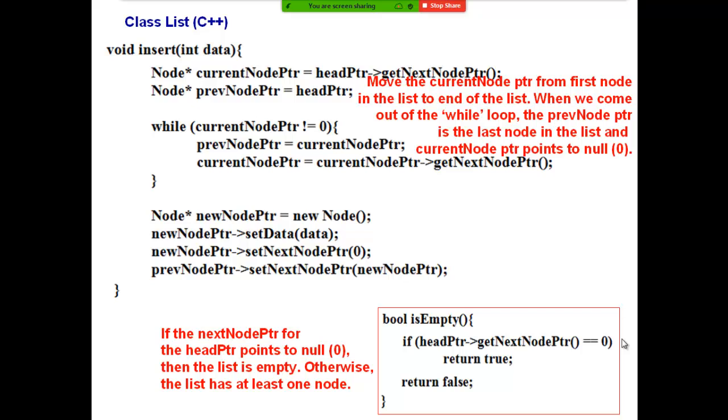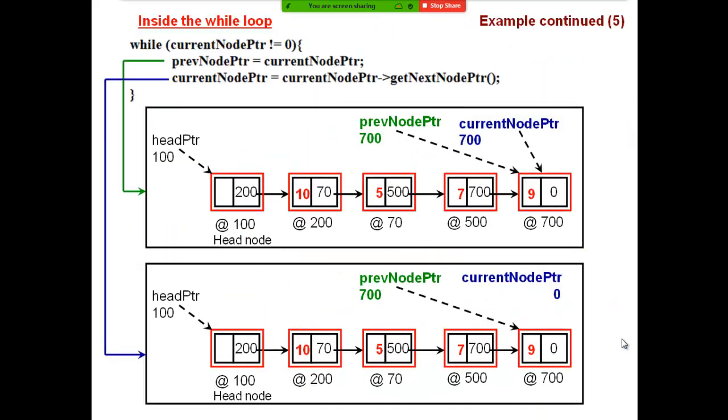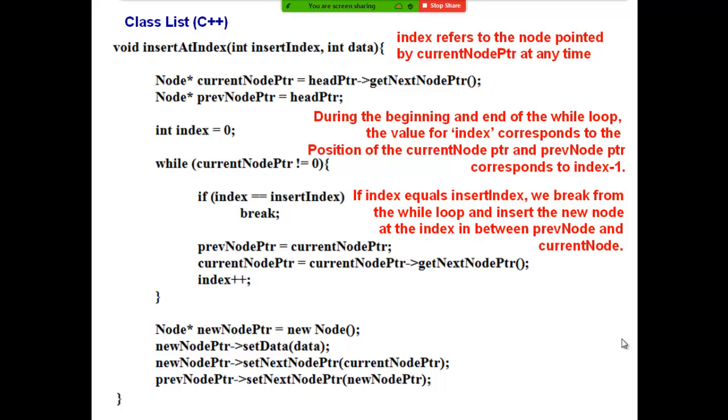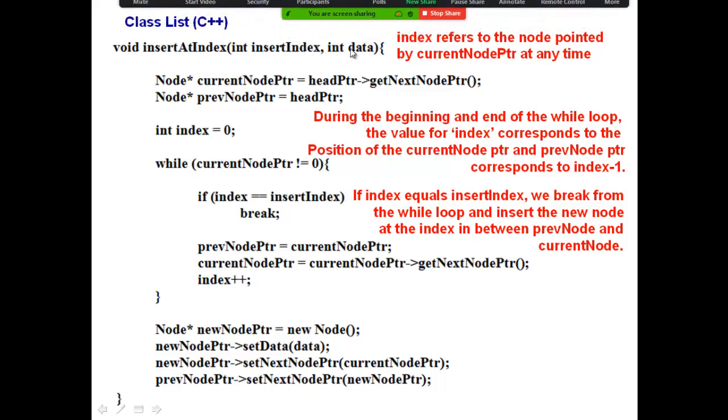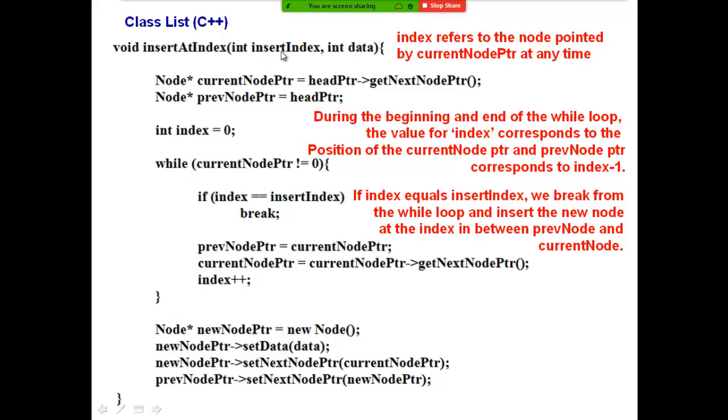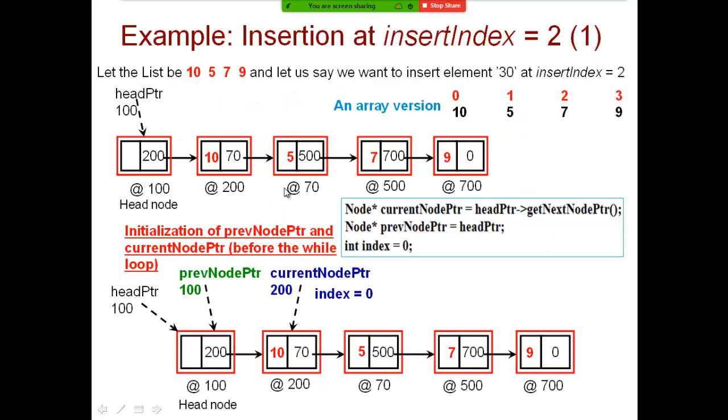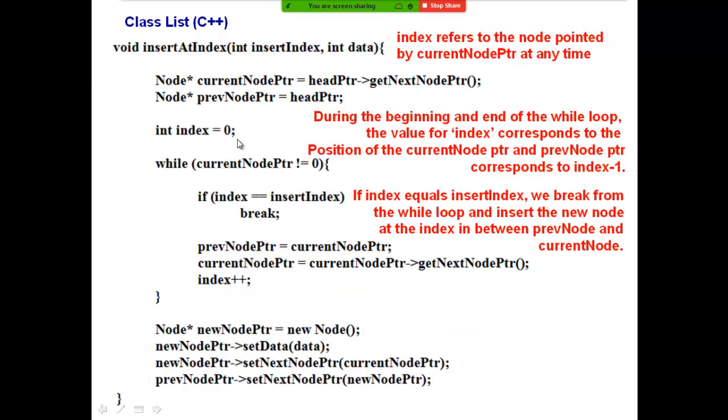Now, we saw this insert code. So let us look at the insert at index. That will be more general. If you want to insert to a linked list at any specific index, this is a member function, insert at index, and we pass the data that you want to insert and the insert index where you want to insert. So this procedure is going to be useful to access any linked list and insert or delete or anything. So let us look at this code.